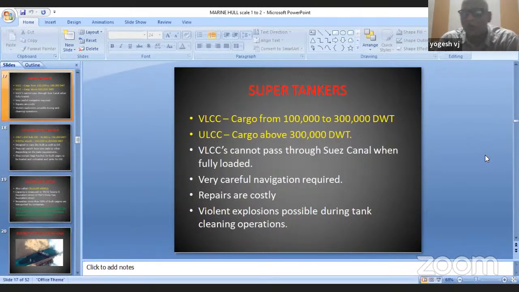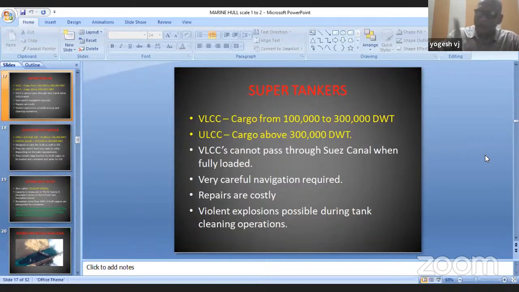VLCCs cannot pass through the Suez Canal when fully loaded. If a vessel is completely loaded, it will not pass through the Suez Canal. There is every possibility that it won't pass through. So it depends on how much cargo it is carrying. Very careful navigation is required.